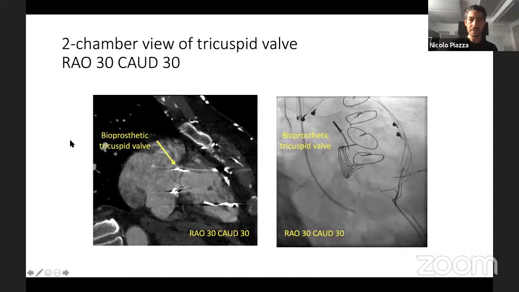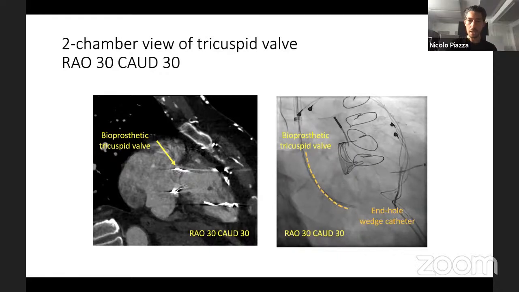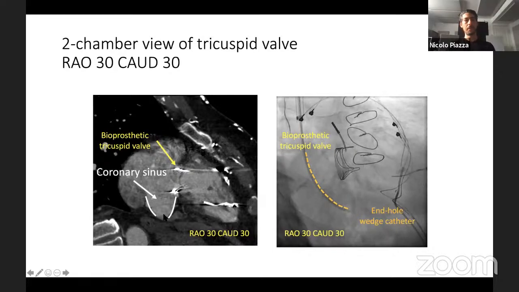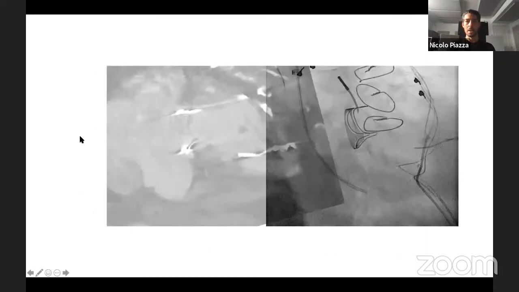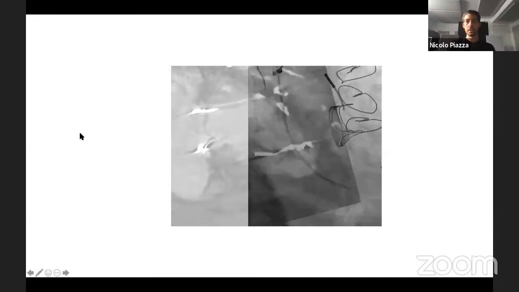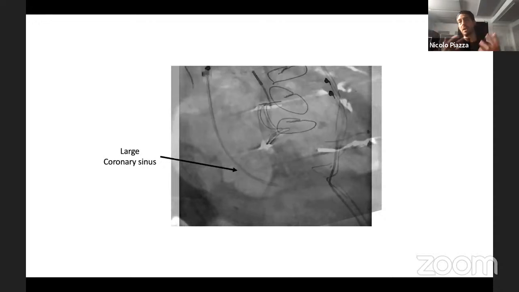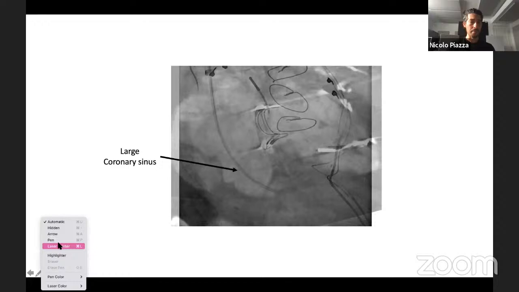So you've got the bioprosthetic tricuspid valve and your end-hole wedge catheter, and there again is the coronary sinus, almost perpendicular, at 90 degrees with the tricuspid valve in ariocaudal. And so when you marry the fluoroscopy and your pre-procedural CT to understand where things are, you can actually see that things align exactly the same.